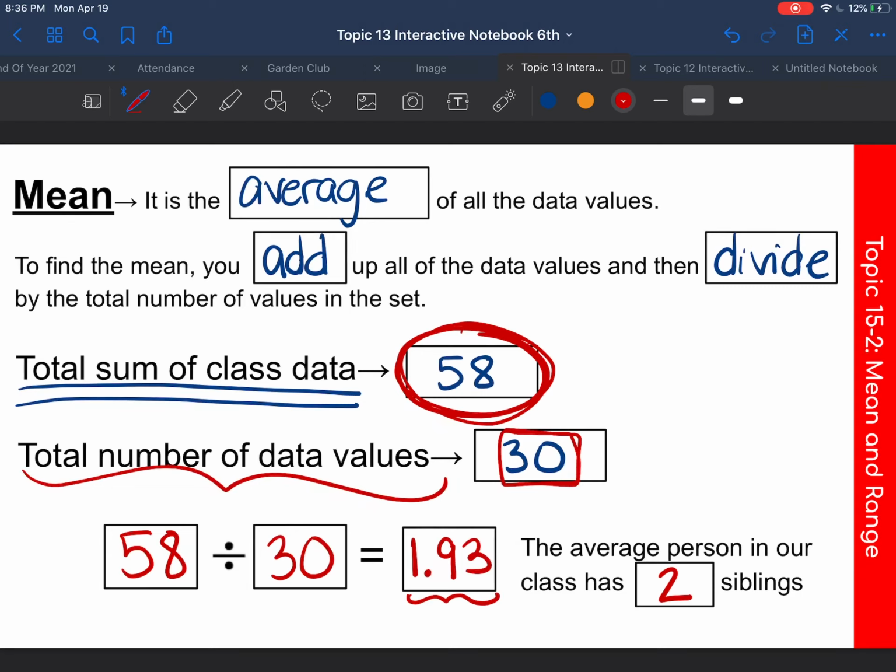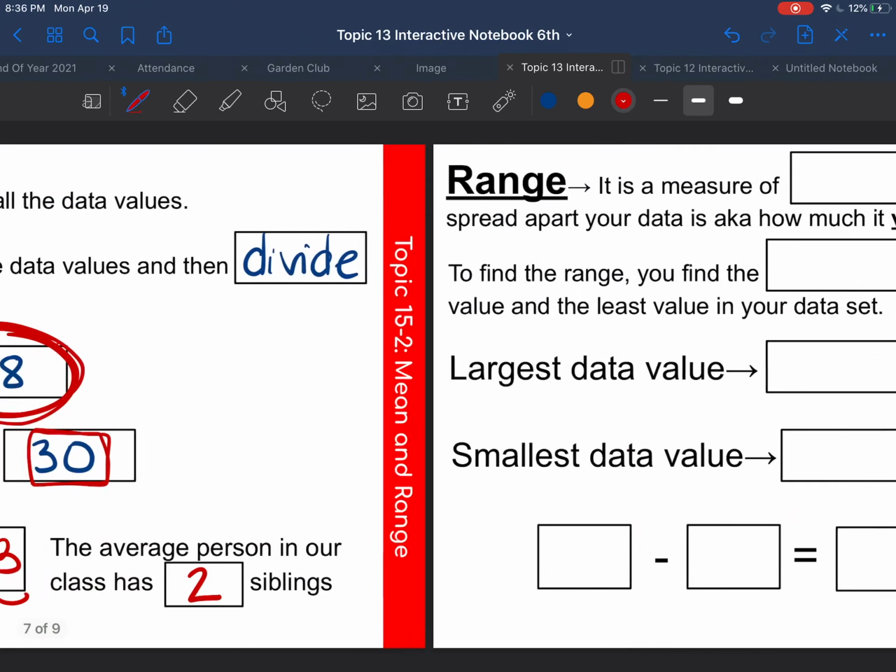All right. However, when you're doing your class data, you're only doing your homeroom. So you're going to have less than 30 class data values. You're probably going to have between 14 and 16. So just keep that in mind that your number of data values is going to be different when you do it later on.